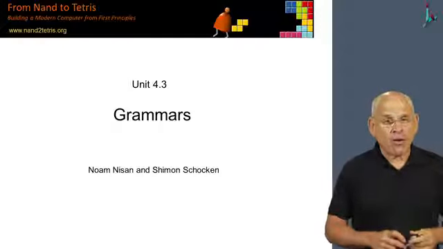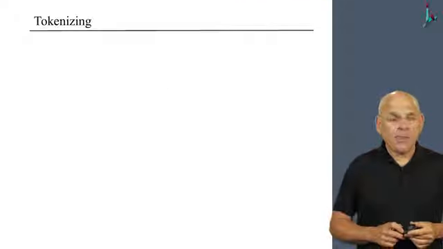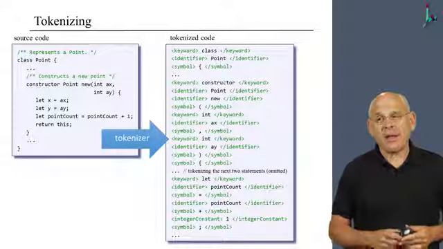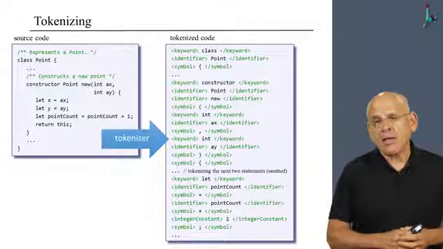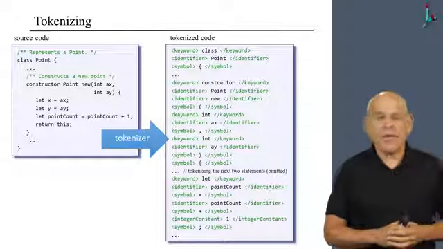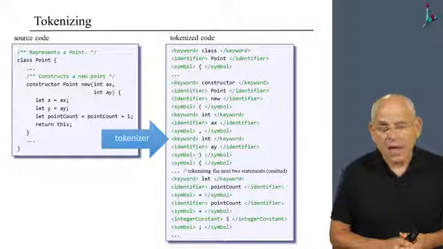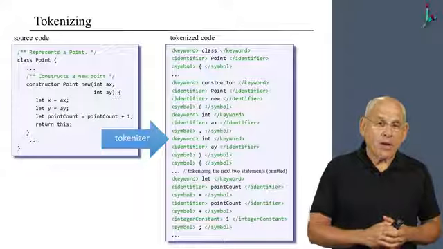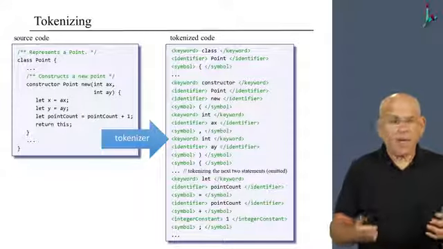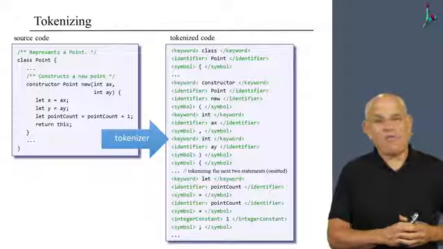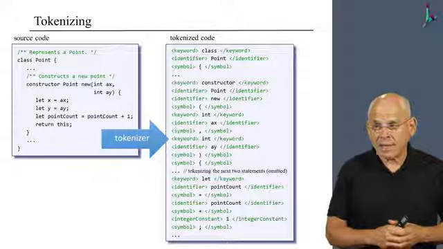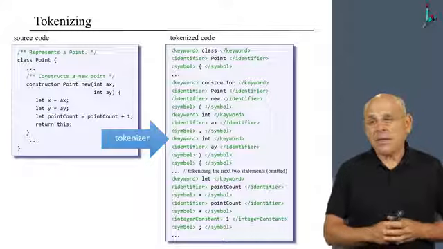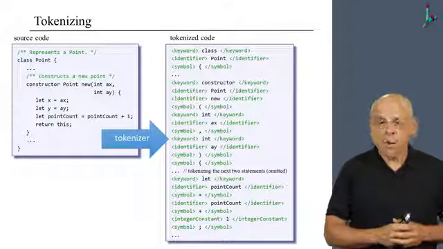Welcome to the unit about grammars. In the previous unit, we talked about tokenizing, and we developed the conceptual ability to think about the program as a set of tokens. Now, I think that you will agree with me that the fact that we have a set of valid tokens does not necessarily imply that we also have a valid text or a valid program.